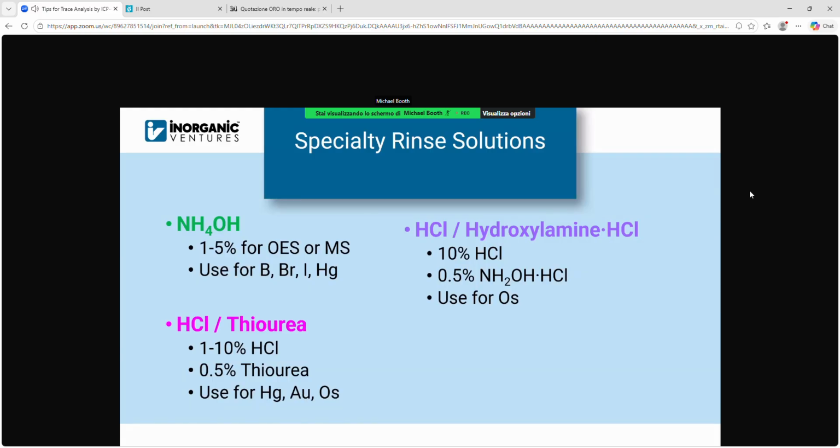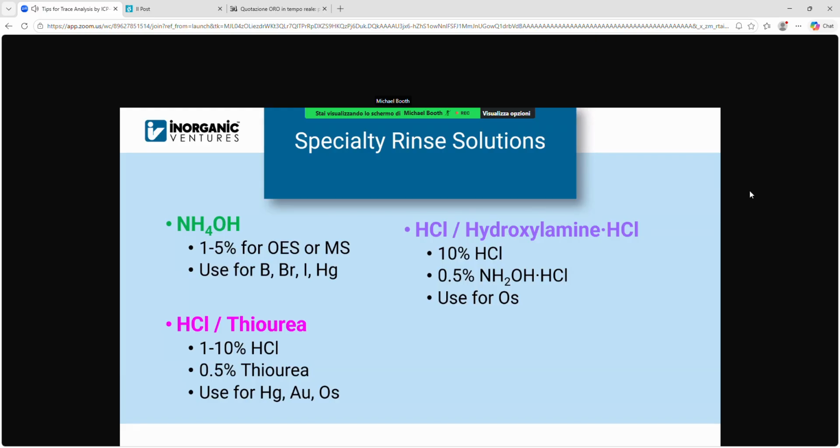I will recommend for this, if you are running your samples in an acidic matrix and you want to use a basic rinse, also do a follow-up rinse every time with water. So you're not running a basic rinse and then running acid right after it.